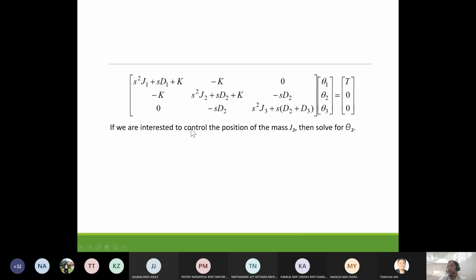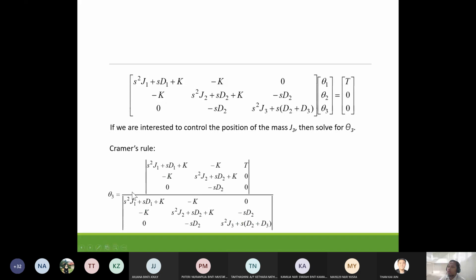Then let's say we are interested in finding theta 3, then we can use Cramer's rule. So to find theta 3, just substitute the third column with the fourth column, divided by the determinant of the original matrix. And then you can simplify the equation. Usually I will simplify the top determinant, because the top one is easier to simplify compared to the bottom one. Because you want to find theta 3 over T, you can try to simplify the top one.